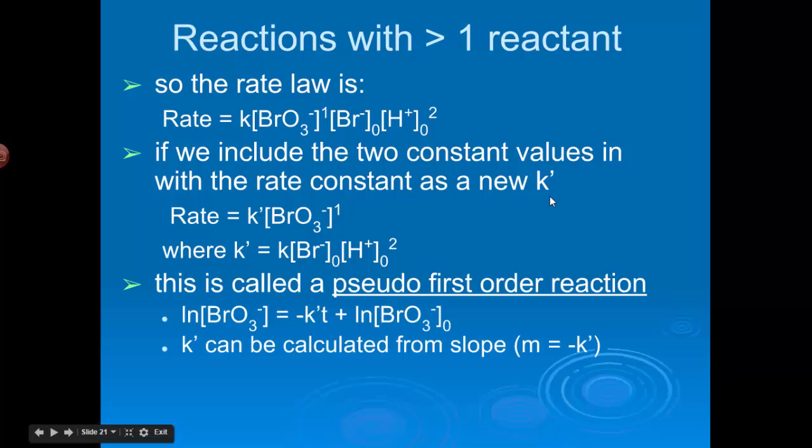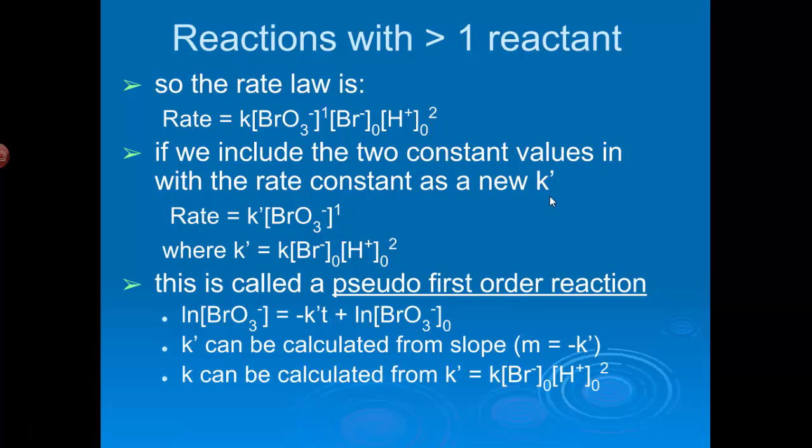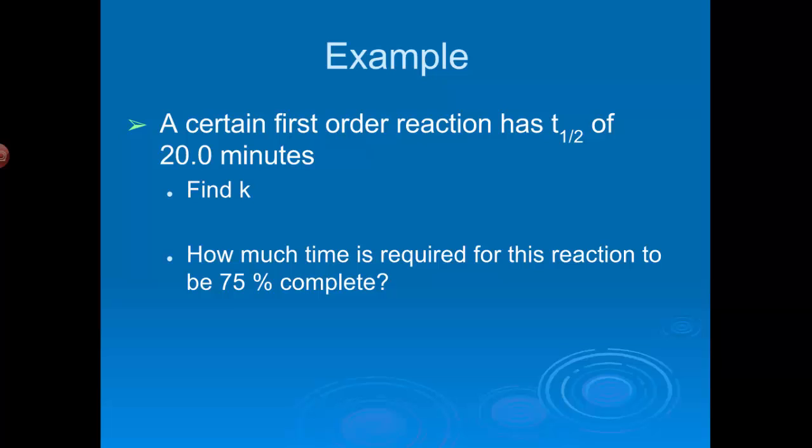Okay? And so we can calculate K prime, and then we can calculate K from that, as long as we know the initial concentrations. It's pseudo first order because we treat it like a first order reaction mathematically, even though it has three reactants that do kind of affect it. But because those second two reactants are so high in concentration, they don't seem to change, and therefore they don't really figure in. We kind of lump it all together in our constant.